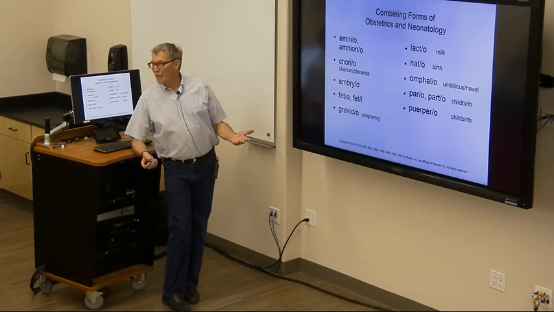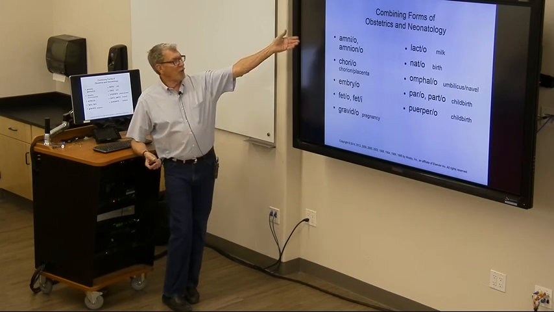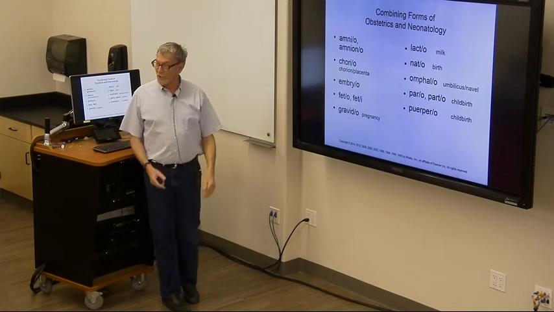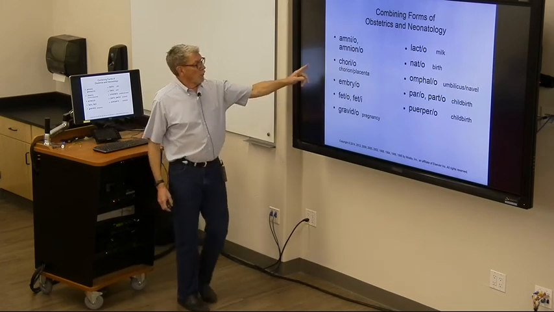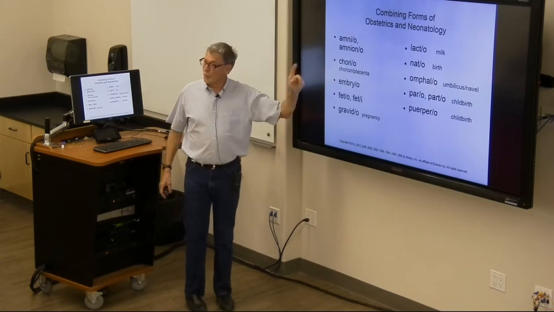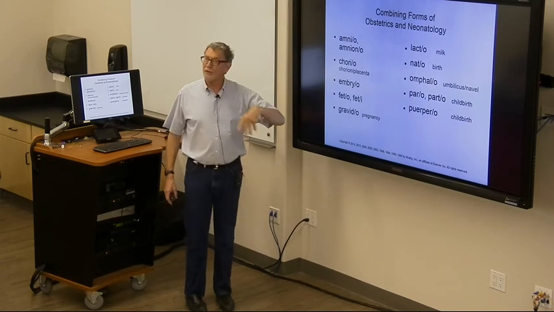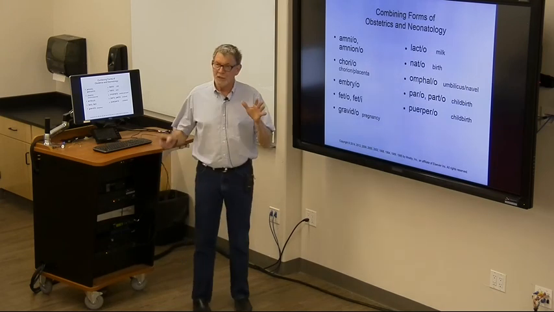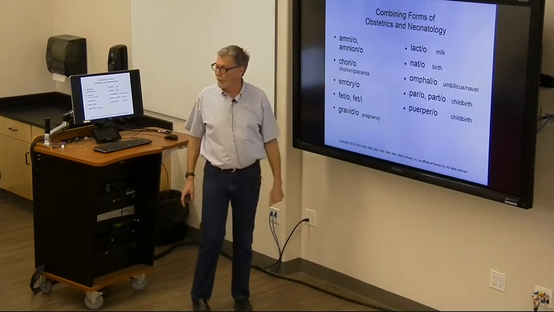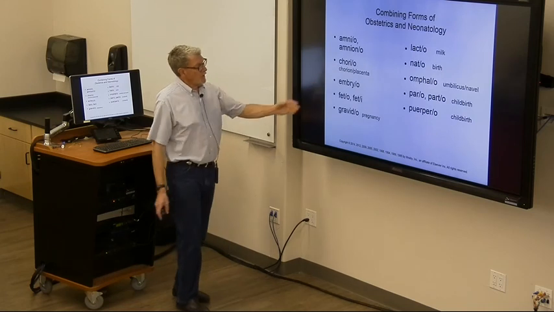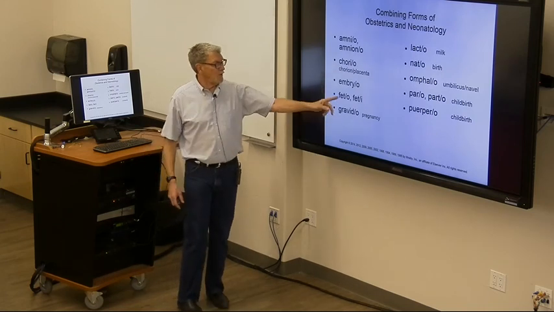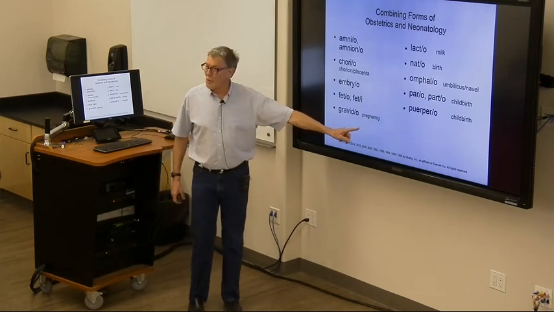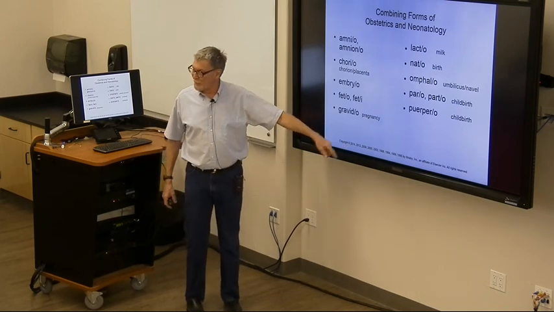So talking about these structures, amnio or amniono refers to the amnion or the amniotic fluid. Chorio is the chorion or placenta. Now you can also say placental. There are some placental terms, but most of the terms are going to use the chorio thing. Embryo for embryo, feto or feti for fetus. Gravido, remember that means pregnancy, a very grave condition.